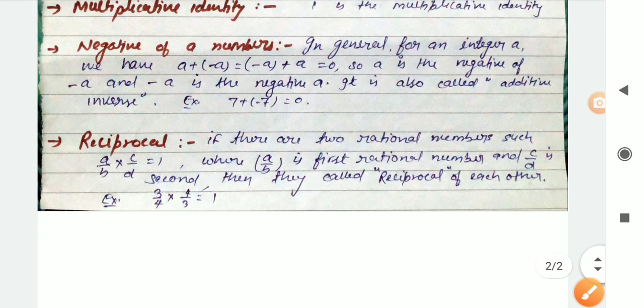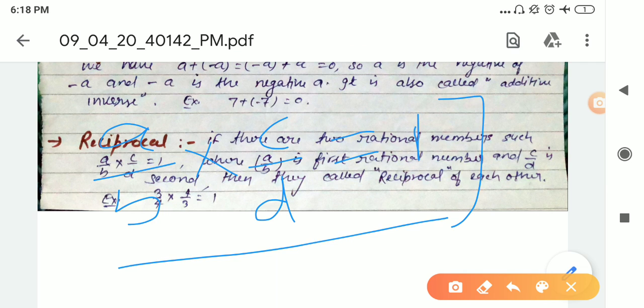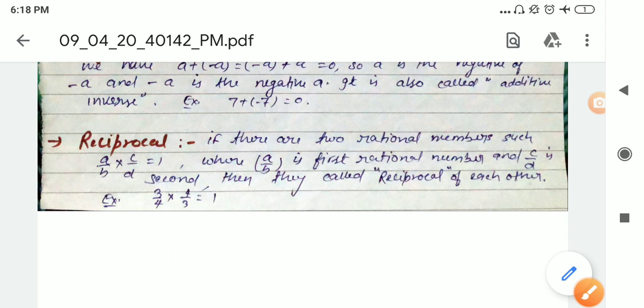The next is reciprocal. What is reciprocal? If there are two numbers like a by b, which are rational numbers, and c by d, and if we multiply them, and after multiplying them, we get the multiplicative identity, that is 1, so we can say these both numbers, a by b and c by d, are called reciprocals of each other. Got it? So you can learn this definition.